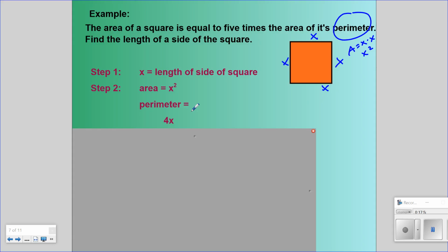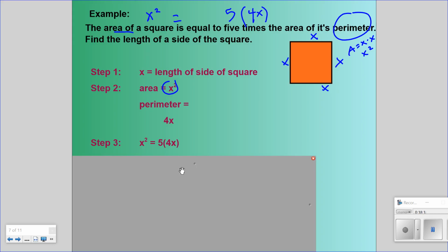From here, you set up your equation. We're told the area of the square, so we know the area of the square is x squared, is equal to 5 times its perimeter. And its perimeter was 4x.